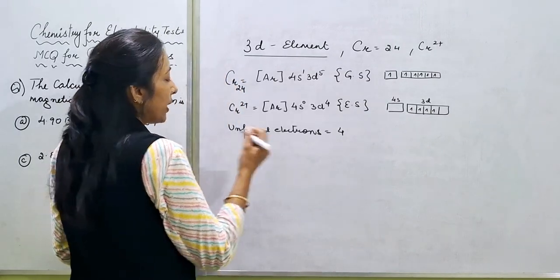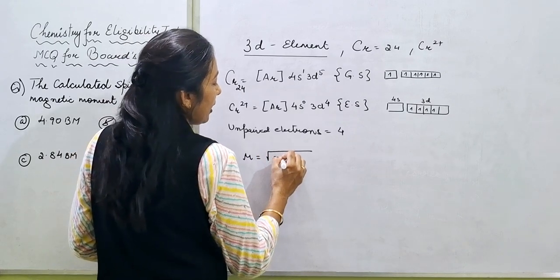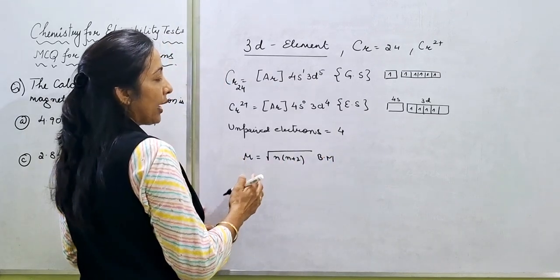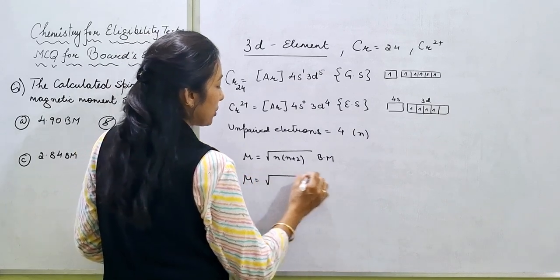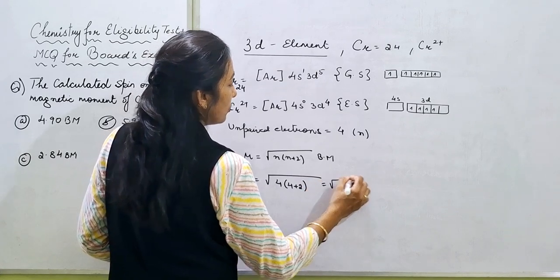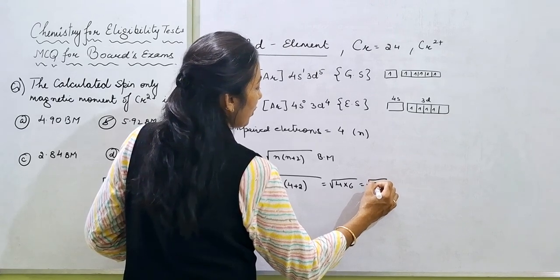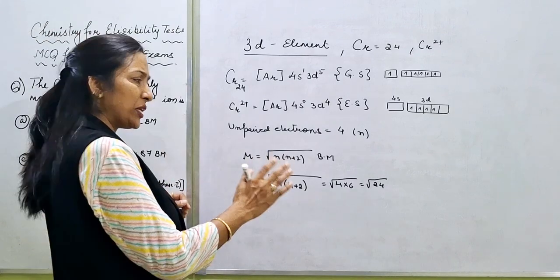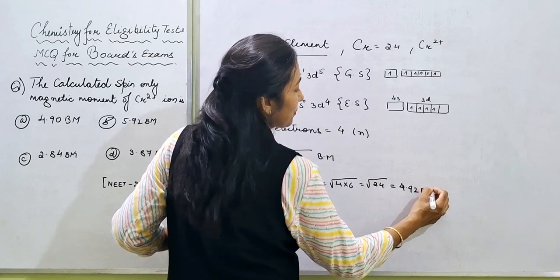How can we find out the magnetic moment? Magnetic moment, which is represented by mu, can be written as the square root of n(n+2) Bohr magneton. Here n is the number of unpaired electrons. So magnetic moment equals the square root of 4 times 6, which is the square root of 24. If it were 25, we would have 5, but it is near 24, so the value is approximately 4.9 Bohr magneton.